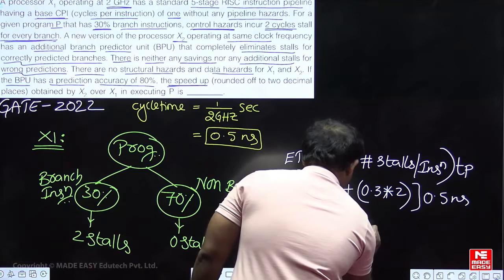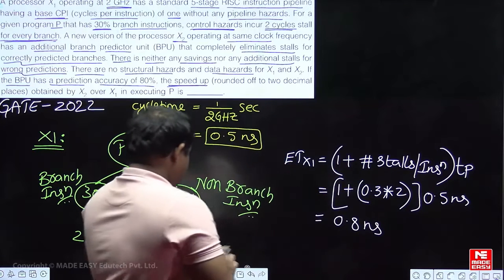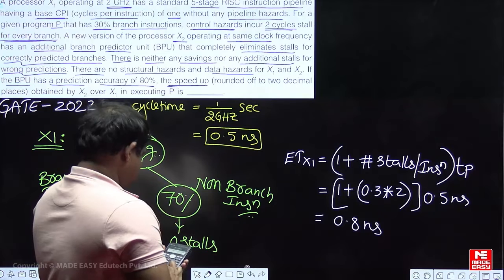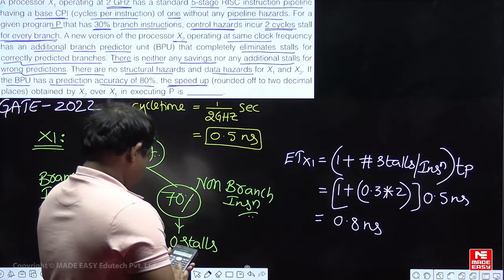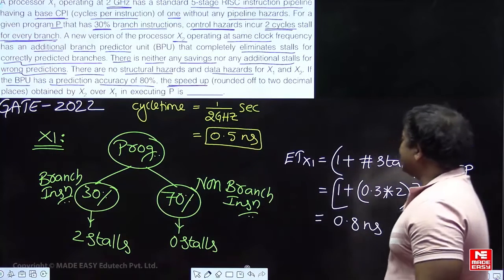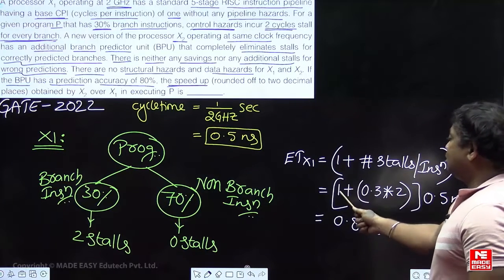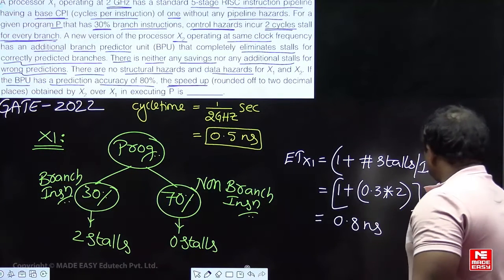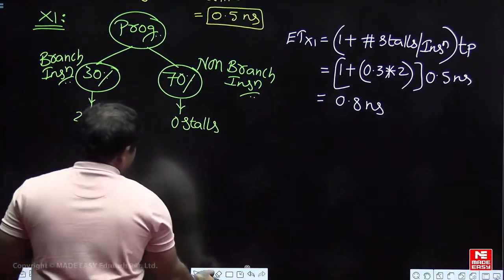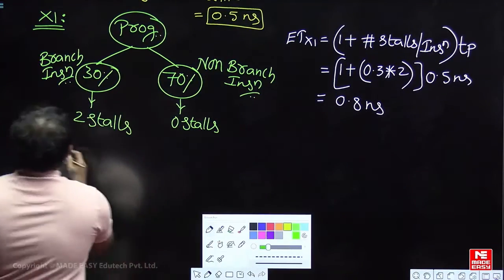0.8 nanoseconds. Is it right? So the calculation is 0.8 nanoseconds. This is the execution time of a program in the old computer. Now we are executing the same program in the enhanced computer X2.